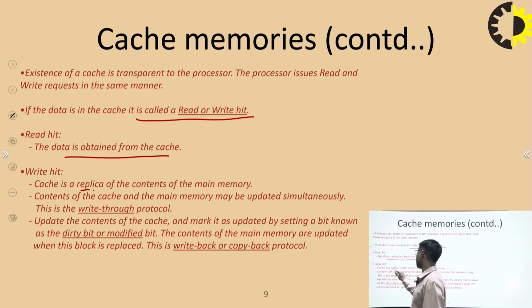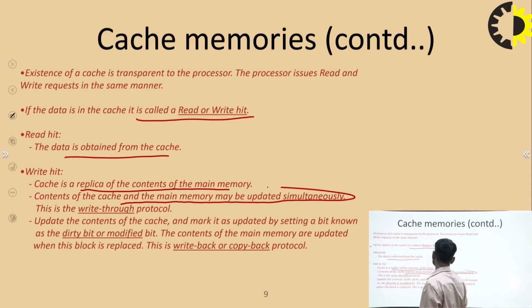The cache is a replica of part of the main memory, and the contents of the cache and the main memory may be updated simultaneously. In that case, we need a policy: if you are writing through to both, that is called write through, WT.